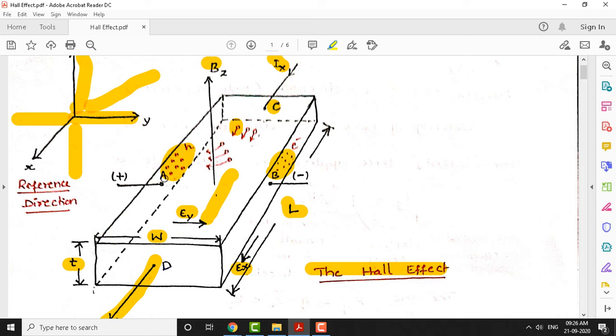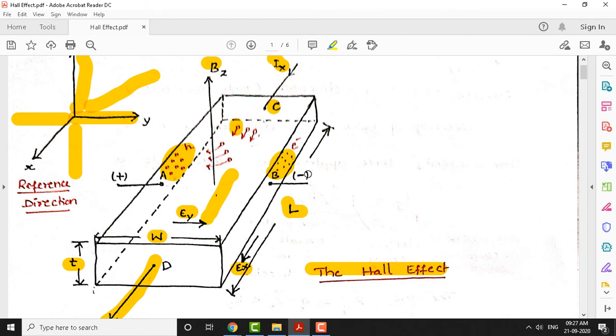So holes on face A and electrons on face B, this induces a potential between the faces A and B. This potential is called the Hall voltage. VAB is nothing but the Hall voltage. Okay. So this is an important phenomenon that Hall has shown to us. So we are placing a current carrying conductor in the magnetic field, and that induces a voltage between the faces A and B.